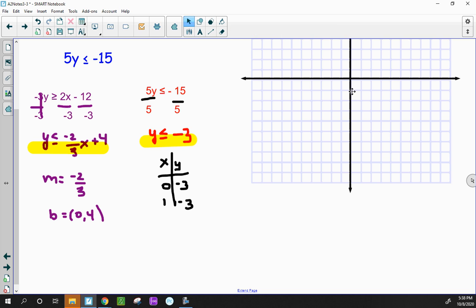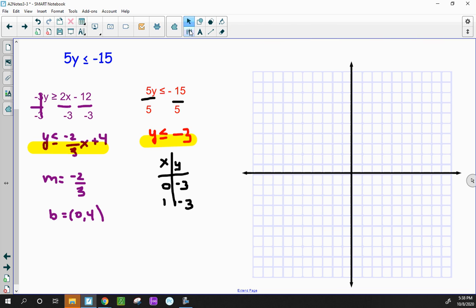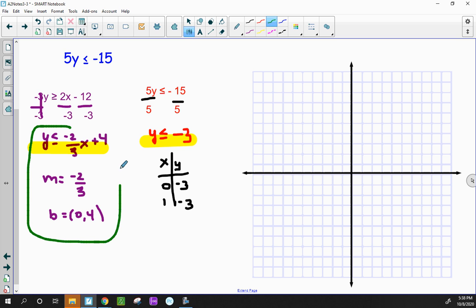Okay, so let's graph these two problems. And I'm going to start with this one. I'm going to do this one in green. I have to go to 0, 4. And my slope is negative 2 over 3, so I'll go down 2 and right 3.